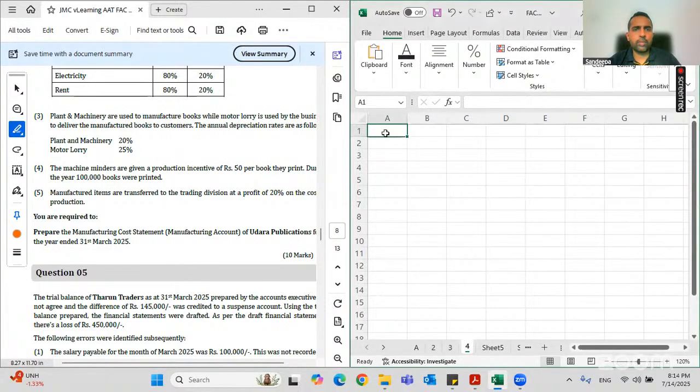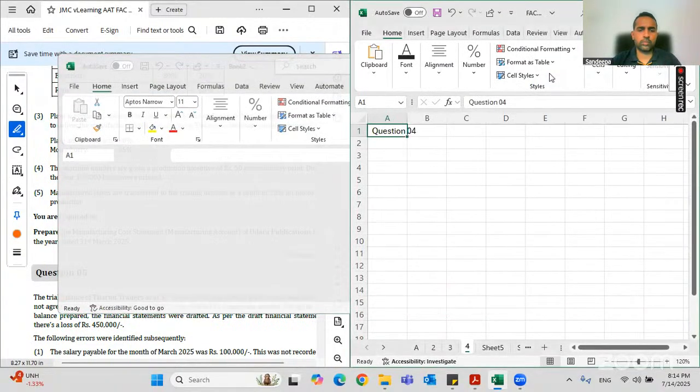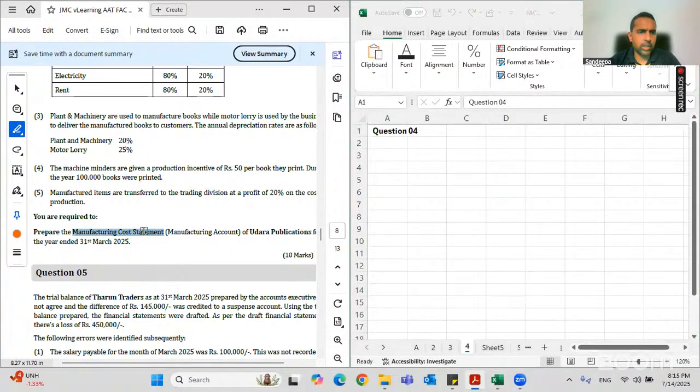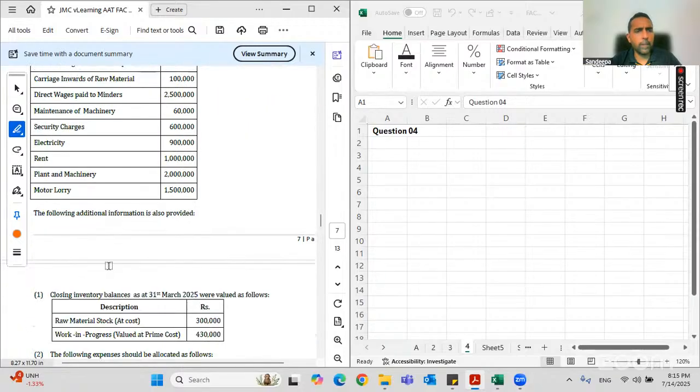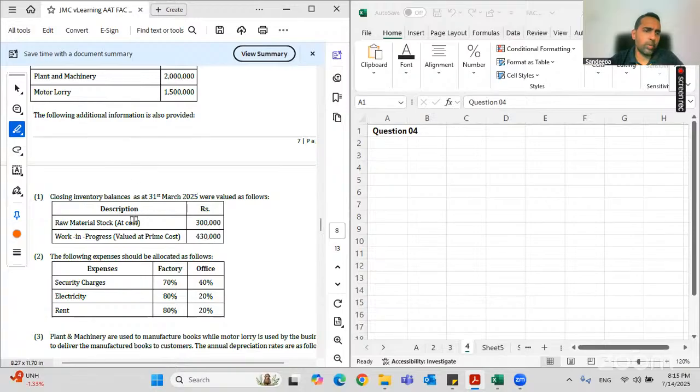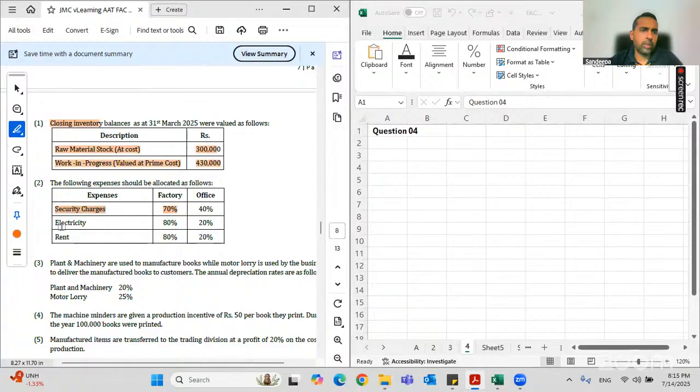Right. Now my question number 4 is from manufacturing accounts. Prepare the manufacturing cost statement of Udara Publications. Let's see. Udara Publications is engaged in book printing, and the following were extracted: raw material, purchase, work in progress, carriage inward, direct wages, maintenance, security, electricity, rent, plant, and so on. The following additional information is also provided: closing inventory, raw material, work in progress at prime cost. Security 70, electricity 80, rent 80.